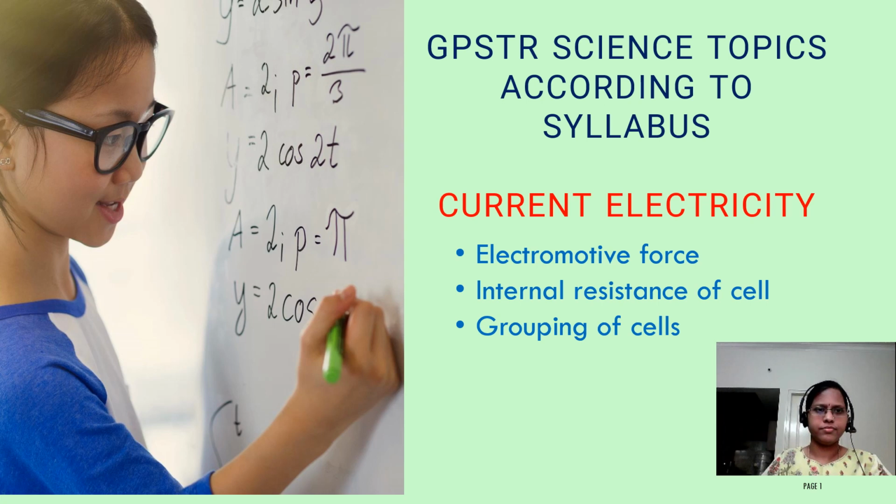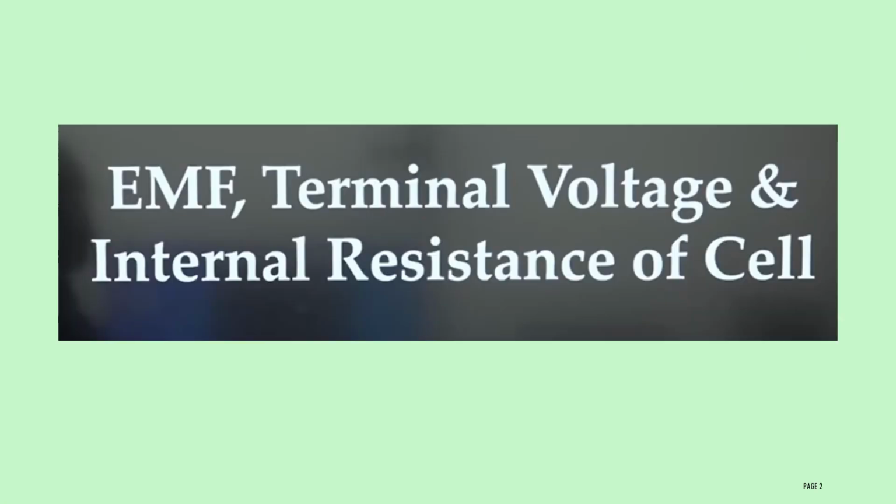Here I am going to discuss JPSTR science topics according to the syllabus. Here the topic is current electricity. In this one we will study about electromotive force, internal resistance of a cell and grouping of cells. Let us discuss in detail EMF, terminal voltage and internal resistance of a cell in this class.